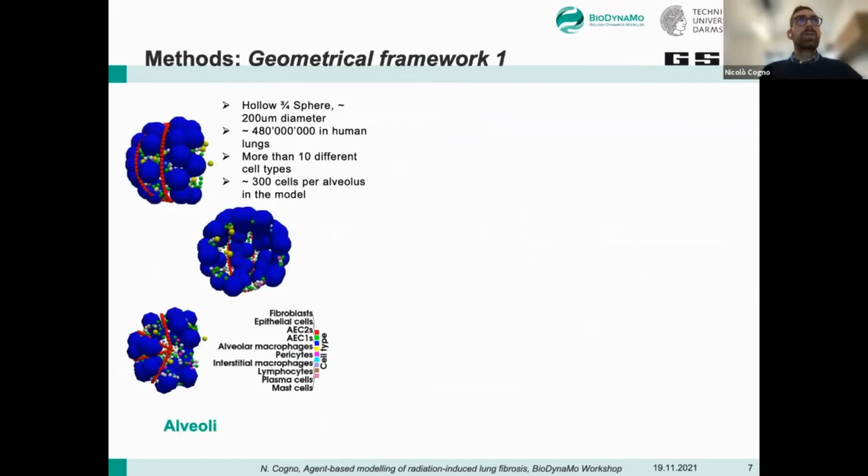So what we did was we started modeling the geometrical framework, and what you see here actually is not the one that I'm using right now, but nevertheless I wanted to show you what can be achieved using Biodynamo. And these structures are available and working.